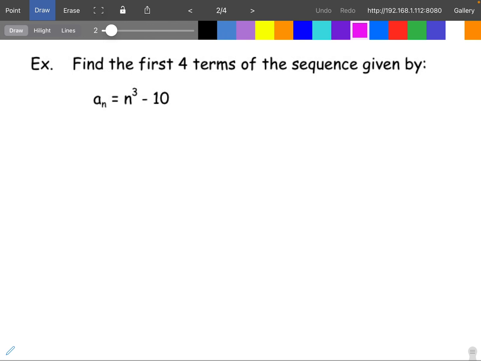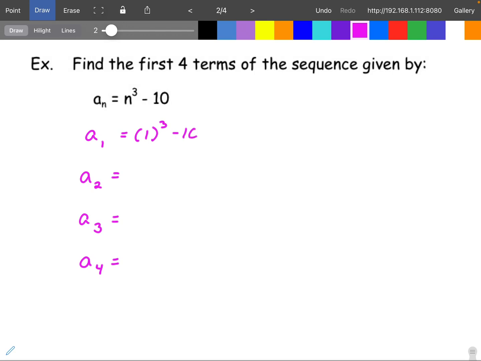All right, again, find the first 4 terms, but this time we have a new formula. A sub n equals n cubed minus 10. So remember, n is going to come from the number of the term we're looking for, and we are looking for a sub 1, a sub 2, a sub 3, and a sub 4. So 4 terms. So for the first term, n is 1.